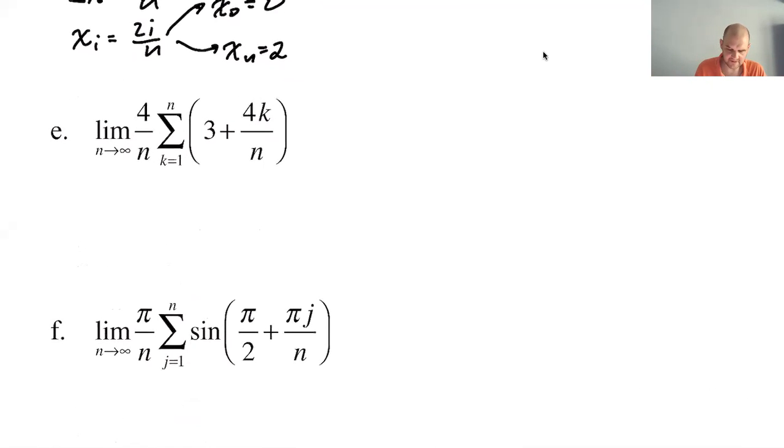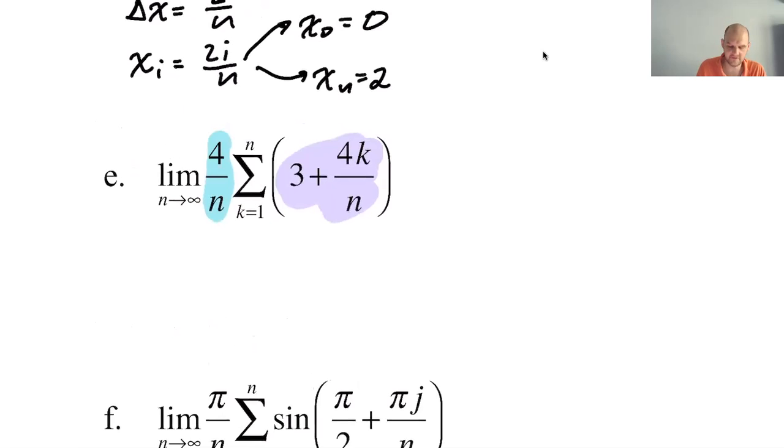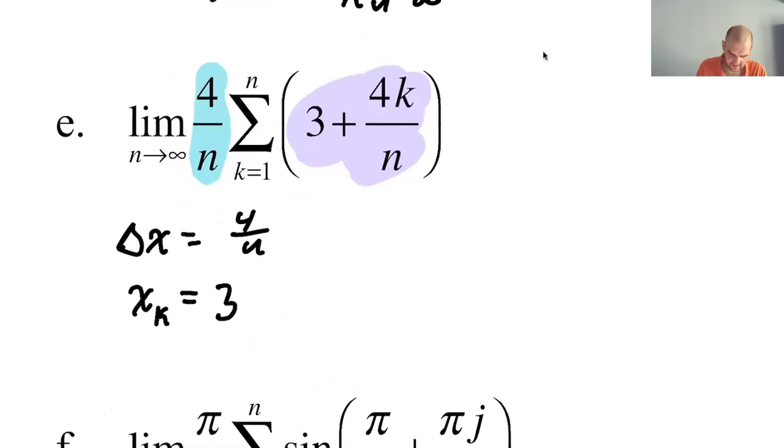We're always looking for like base times height. We're looking for dx. So I'm going to say this is the base. And if this is the base, then this is the height in some capacity. I think there's at least two things that we can do here. So if we say that delta x is 4 over n, I think a good choice is to say that x sub k, oh look, we're using k instead of i in this case. So I guess I should say x sub k. I bet I messed that up a million times. x sub k is going to be 3 plus 4k over n.